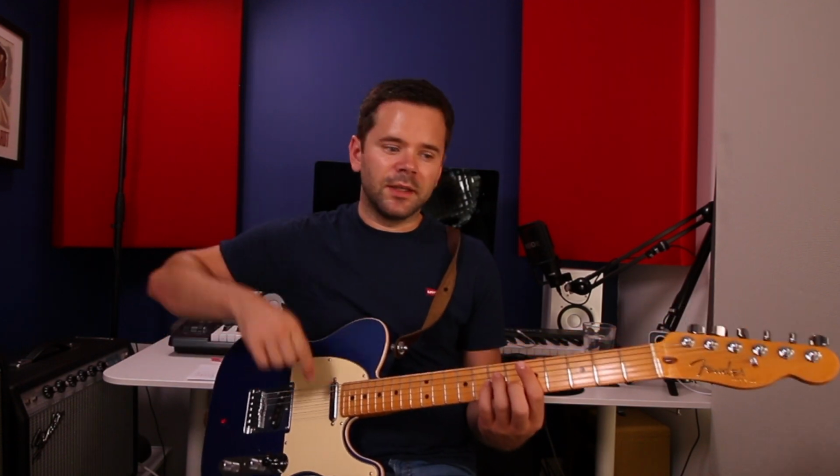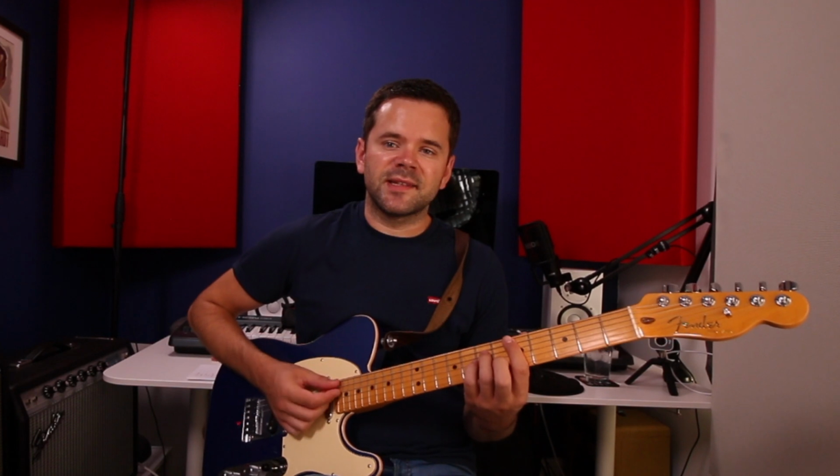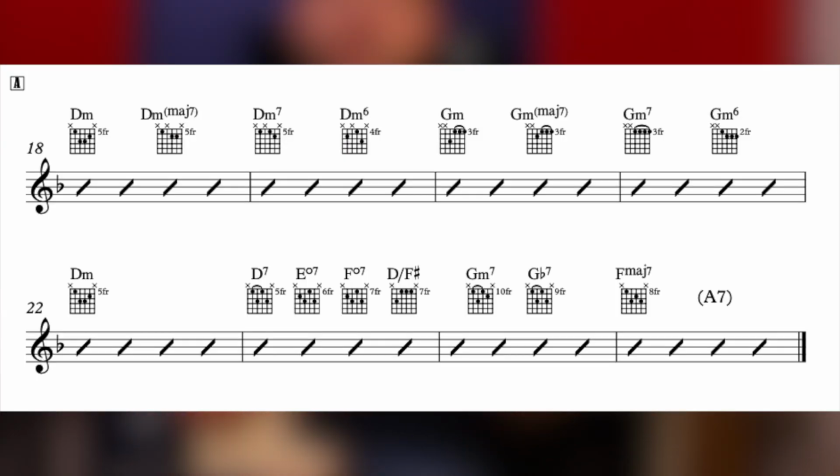Remember, this is A. Now on this last A section, we're going to do the same as we did before, but you know, if you want to do it in a circle to go back to the beginning, you need to play an A7 at the end, which is why it's in brackets. So you got D minor, the D minor major 7, D minor 7, D minor 6, going to the G equivalent.